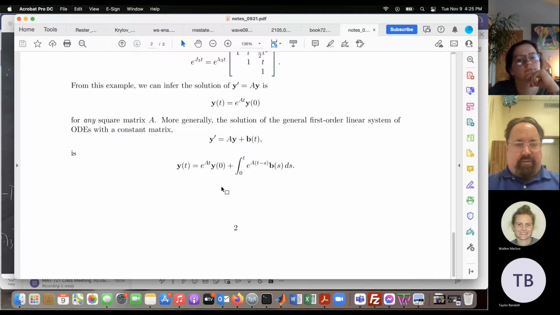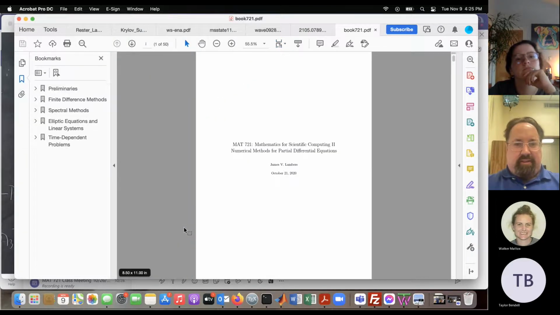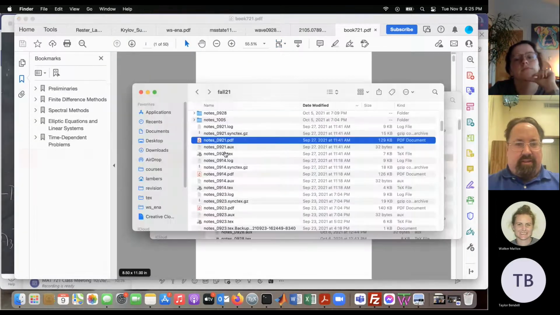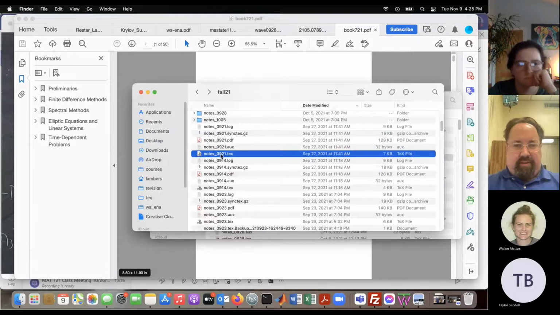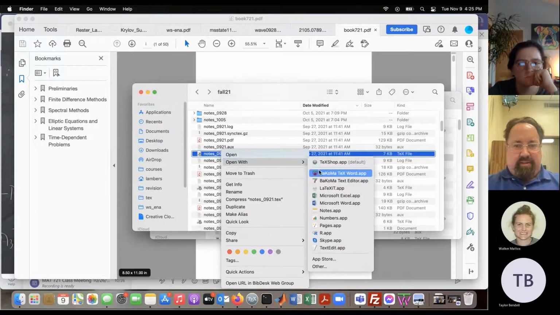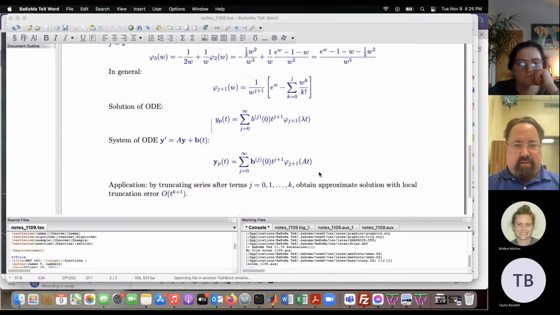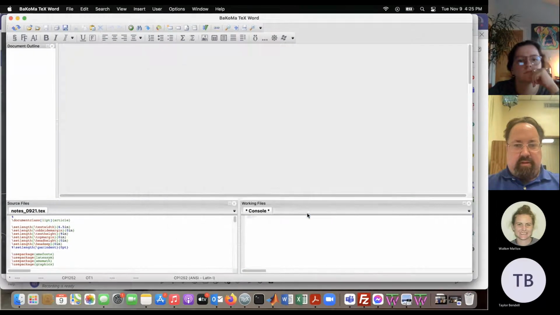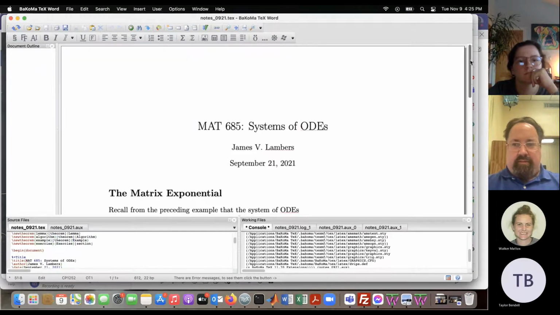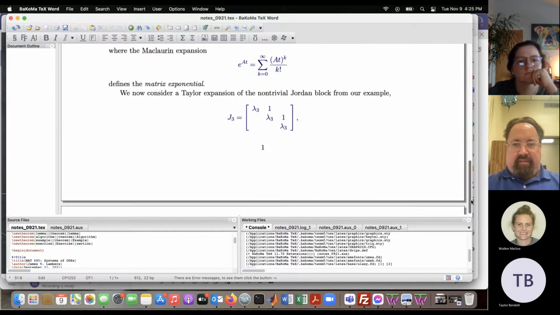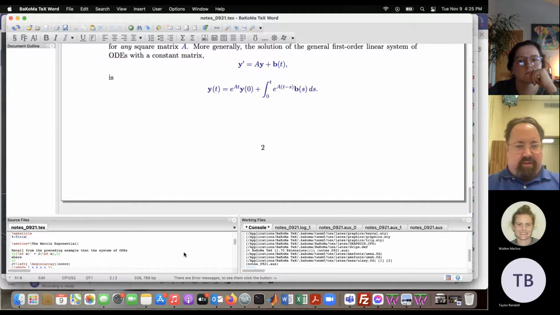Okay, actually, I think what I'll do is, if I close that and go to the source file, I can fill in what needs to be put in there.